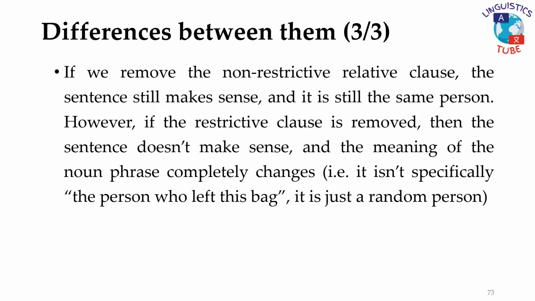However, the sentence sounds like this when the restrictive relative clause is removed. The person, who must be very careless, will probably come back to get it. Most importantly, if the restrictive clause is removed, then the sentence doesn't make sense. Secondly, the meaning of the noun phrase completely changes. Or, in other words, we no longer know whether the person who is referred to in the noun phrase is the same person, because it isn't specifically the person who left this bag. It is just a random person.